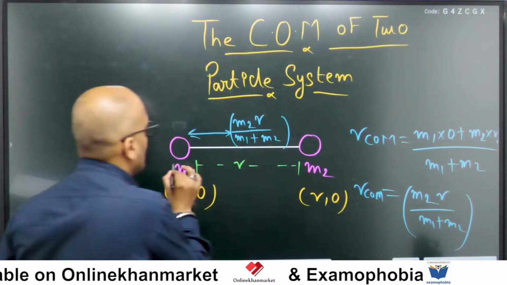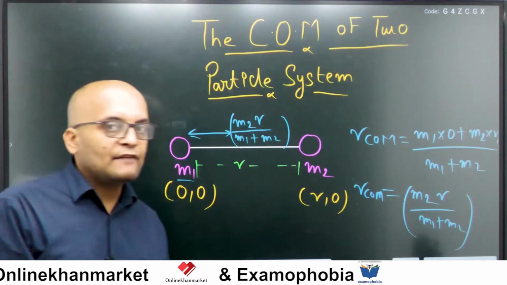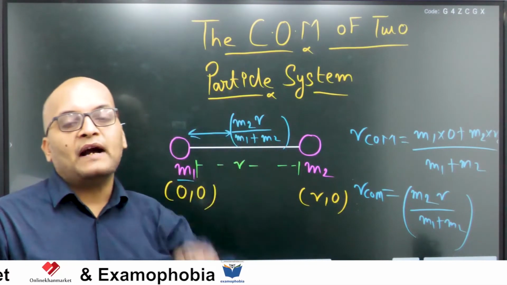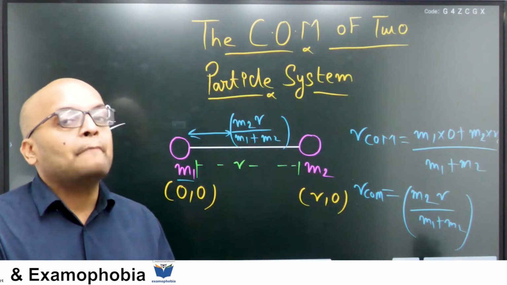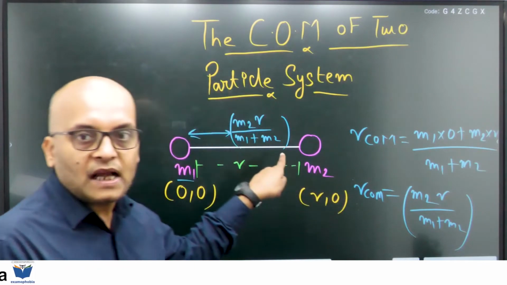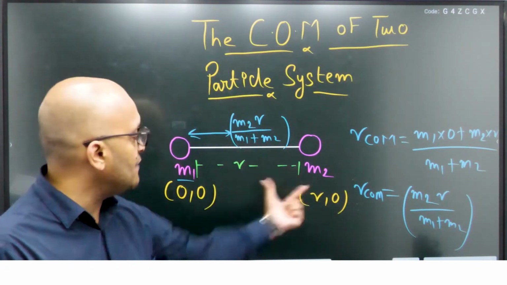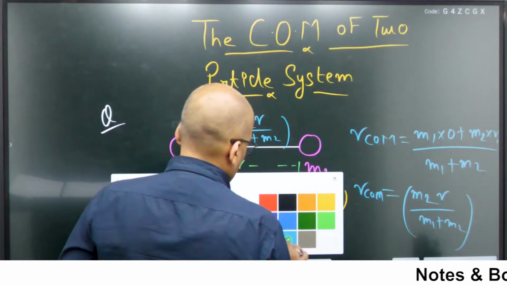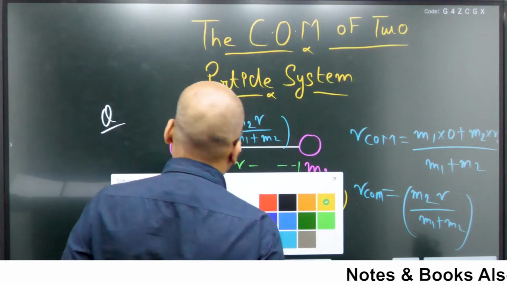In reference to m1, the coordinates of center of mass are m2r divided by m1 plus m2. I can apply the same concept in reference to mass 2 also. I can apply the same concept in reference to m2. See, suppose, new scenario.